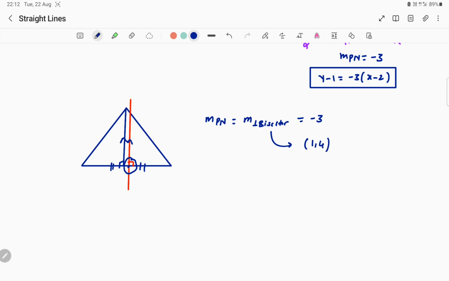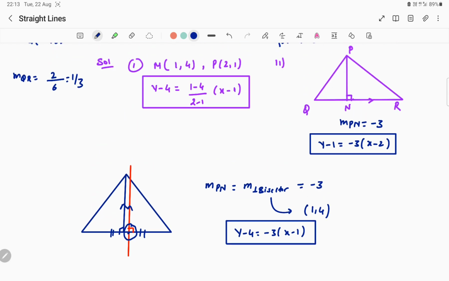So you know the slope, you know the point, you can write the line equation: y minus 4 is equal to minus 3 into (x minus 1). Simplify this, and this is the required equation.